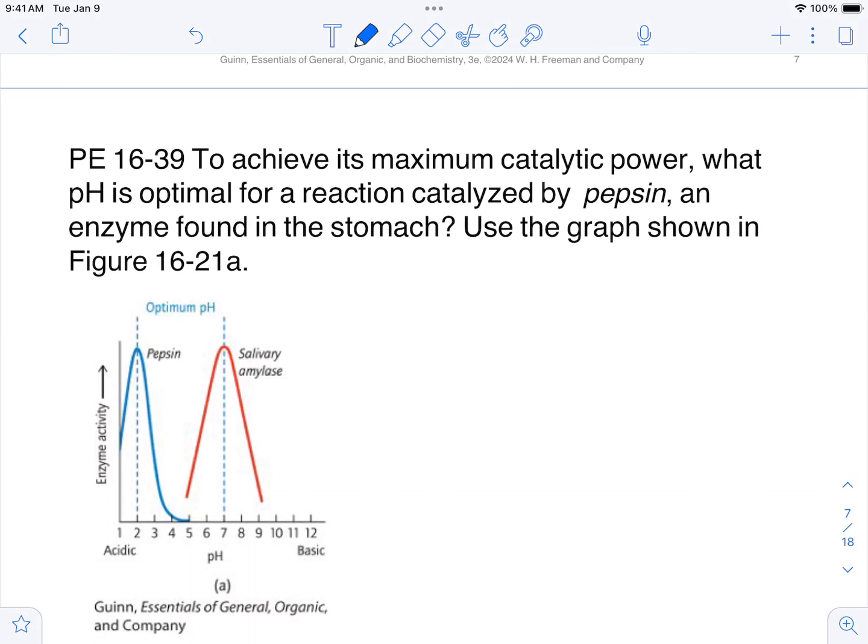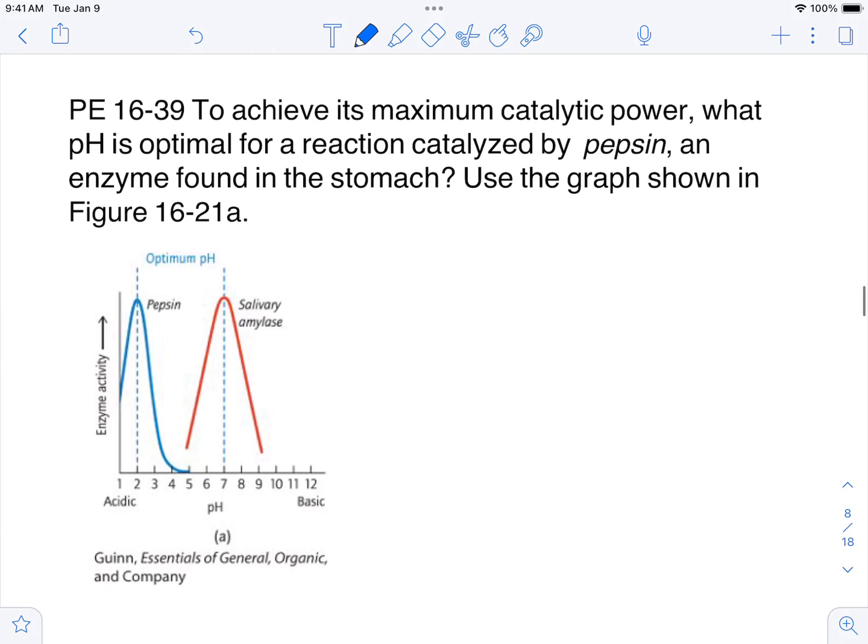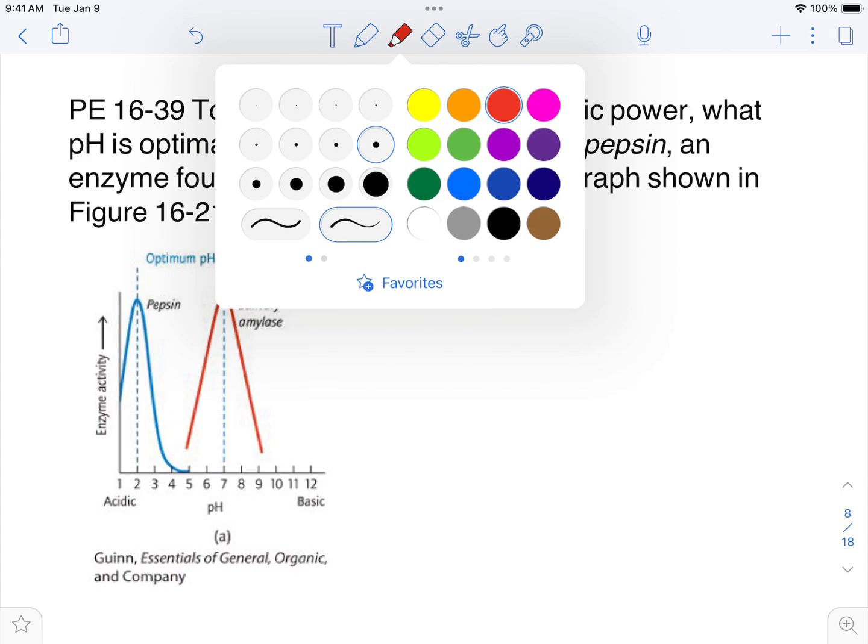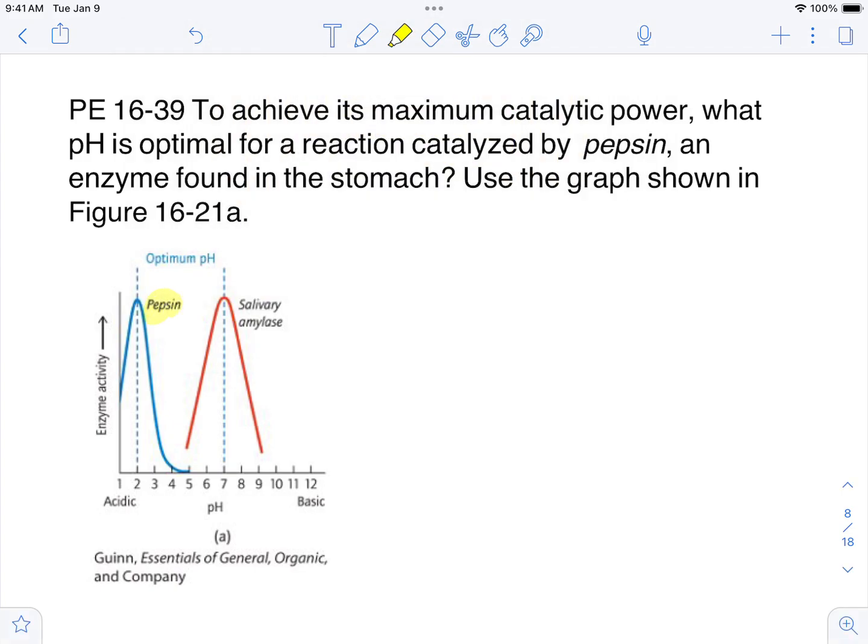So this question says, to achieve its maximum catalytic power, what pH is optimal for a reaction catalyzed by pepsin, an enzyme found in the stomach? And so use the graph. Not a hard graph to read. We're just looking for pepsin, and the optimum pH is right down the center. So our answer there would just be a 2.